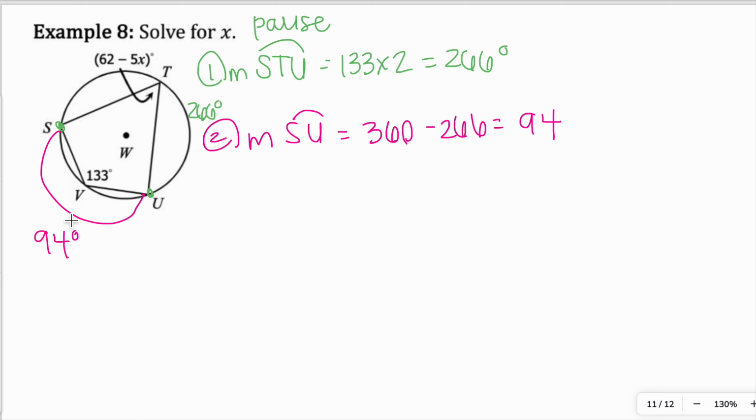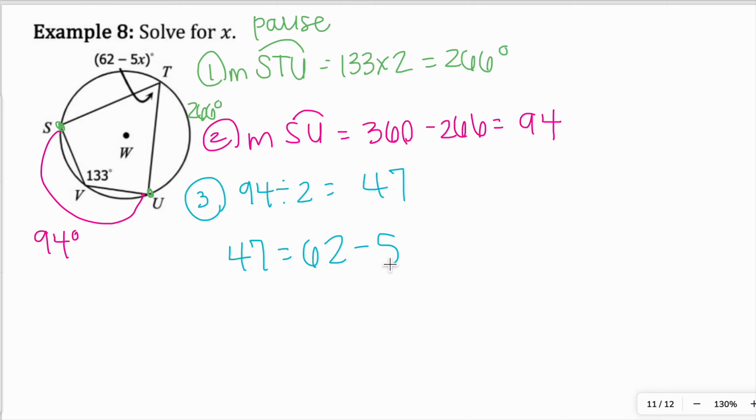So now that I know that, that's going to help me with step 3. 94 is my intercepting arc. My inscribed angle would be exactly half of that. So let's take 94, cut it in half first. I'm going to get 47, and then I'm going to set that equal to my 62 minus 5x. So 47 is equal to 62 minus 5x.